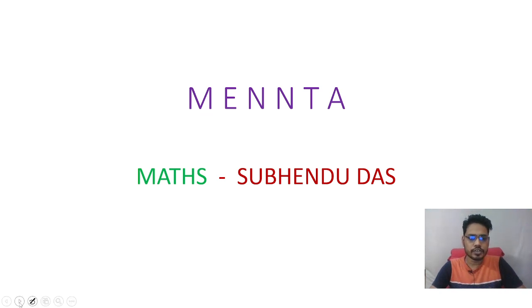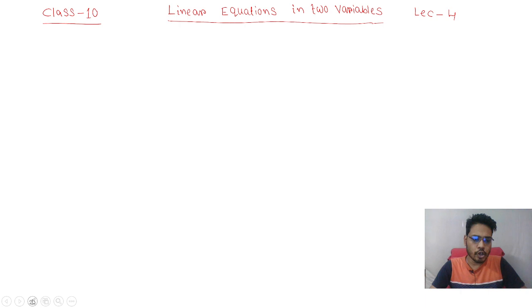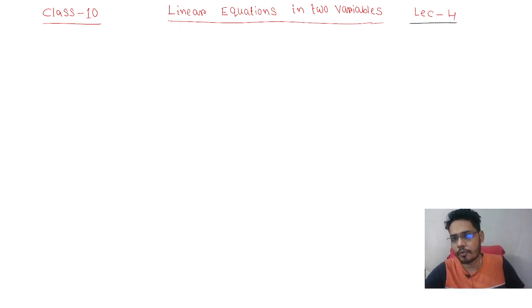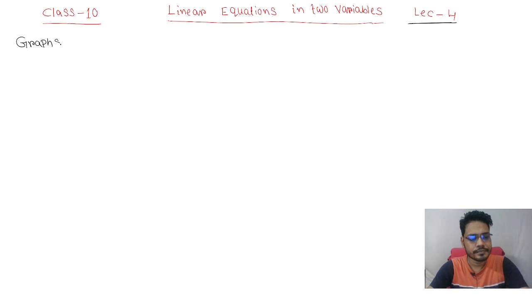And today I am going to teach you one of the most important topics of class 10, linear equation in two variables. It will be lecture number 4. In the last three lectures, we have learned how to graphically represent equations by putting in their values. Today we will read about the graphical representation, or the graphs, of equations having no solution.